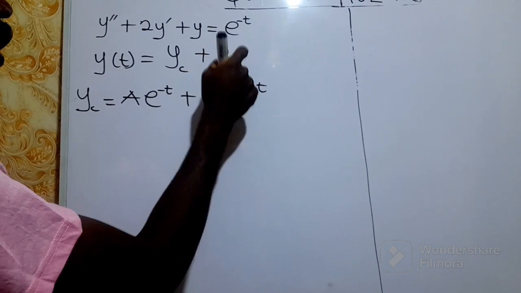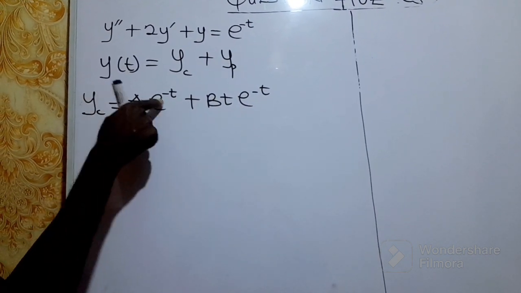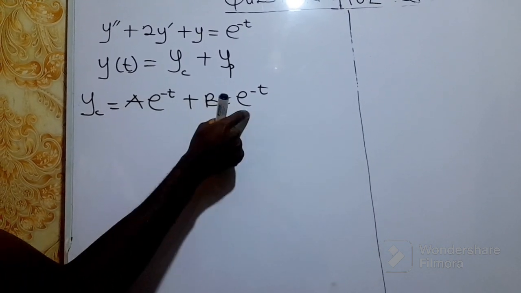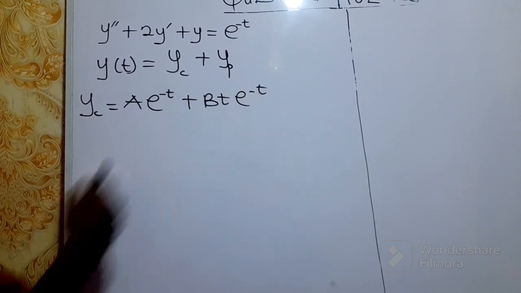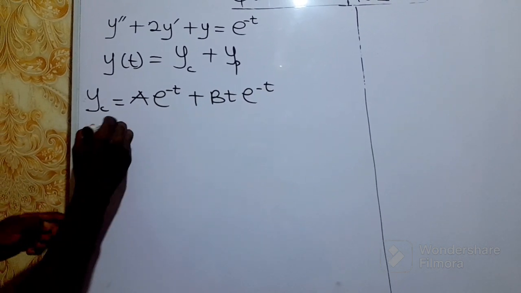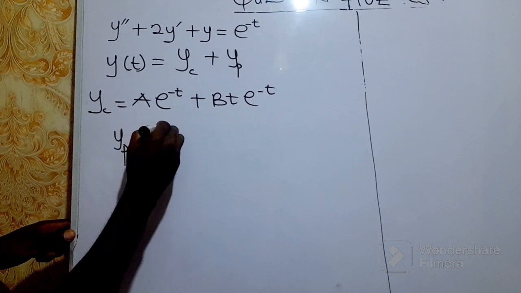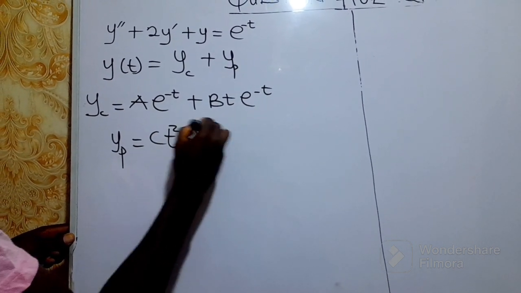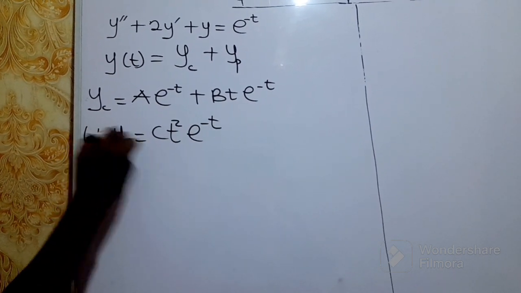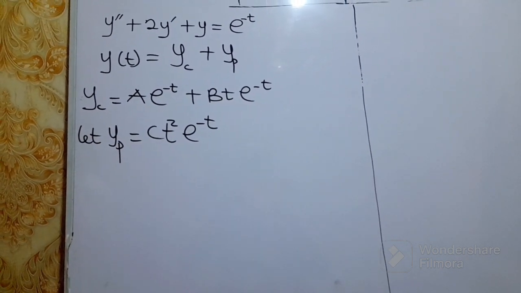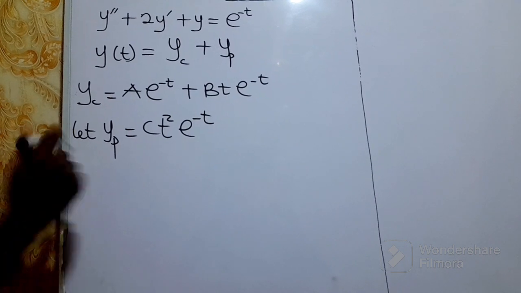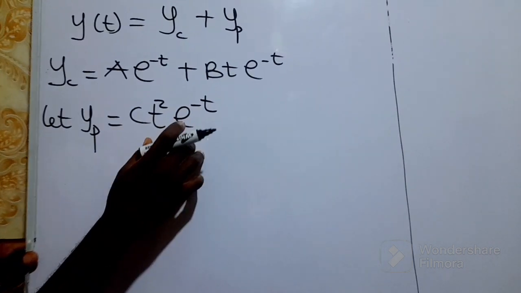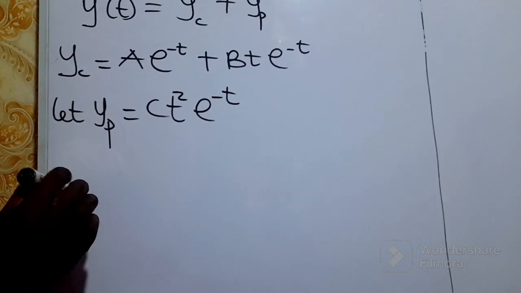See, we have a e^(-t). Since this is the same as this, that's why I say bt e^(-t). So our y_p then becomes c t² e^(-t). We'll let it be that. And we need to find our c. So what do we do? We differentiate this, then substitute it back into the differential equation.